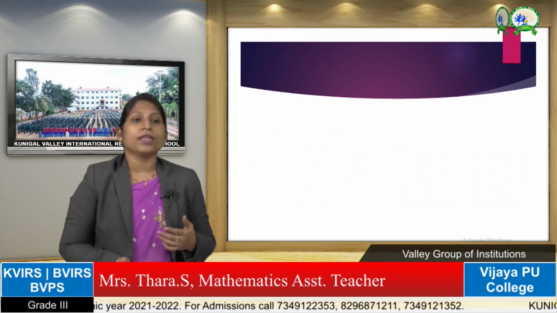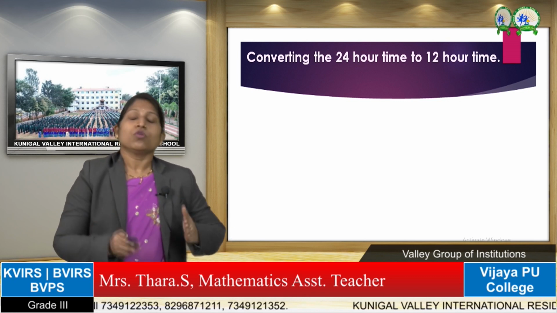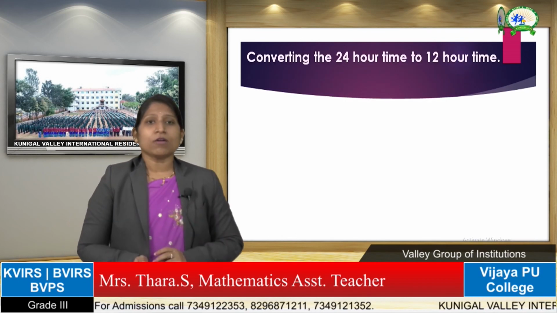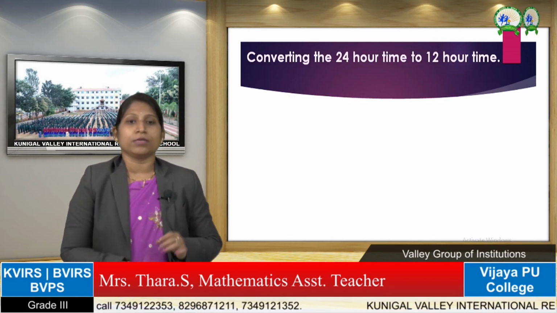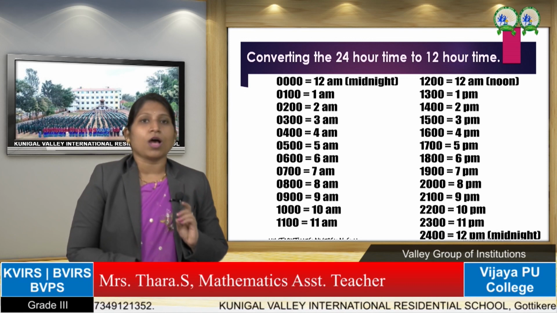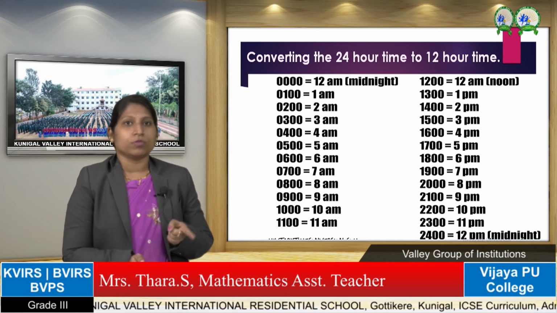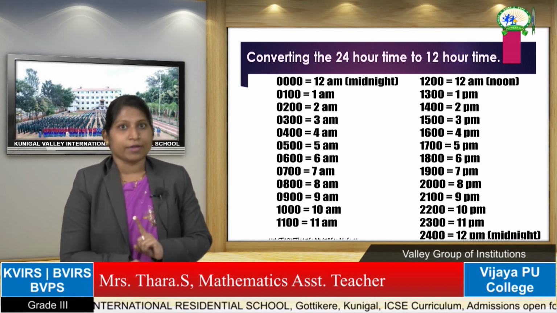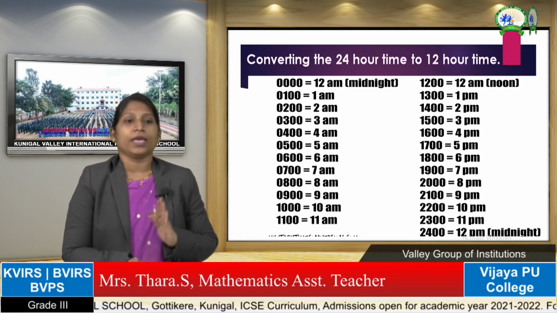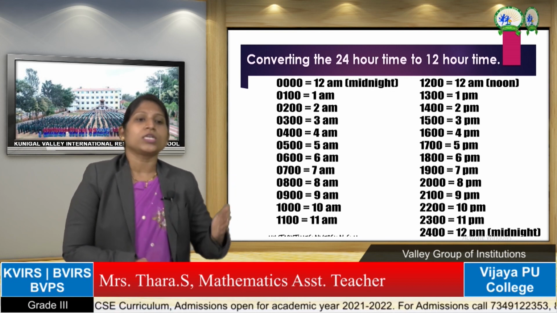Okay, and then next, converting 24 hours time to 12 hours time, that is vice versa. So now you have a 24 hours time there. Okay, so now children, converting the 24 hours time to 12 hours time. What do you have to do here? 0000 hours means 12 AM midnight. I already explained to you, 0 hours means 12 o'clock midnight. Okay, and then 0100 means 1 AM. 0200 is 2 AM. AM you have to represent, remove the dots and write it down.